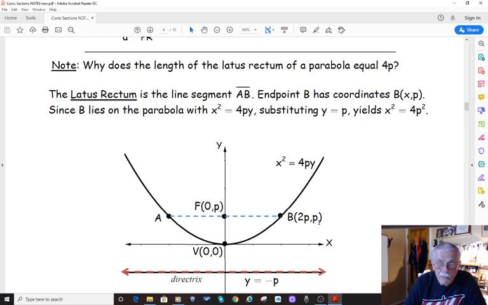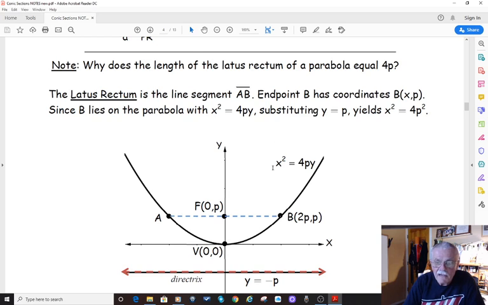So the height at point B is p, and what we want to show is that the x value here is 2p. And over here, of course, A would have the coordinates negative 2p, comma p, and we'll see that later on. But at any rate, what we're going to try and do is find the distance from F to B, and then we're going to double it because of the symmetry, and that will give us the length of the latus rectum for a parabola.